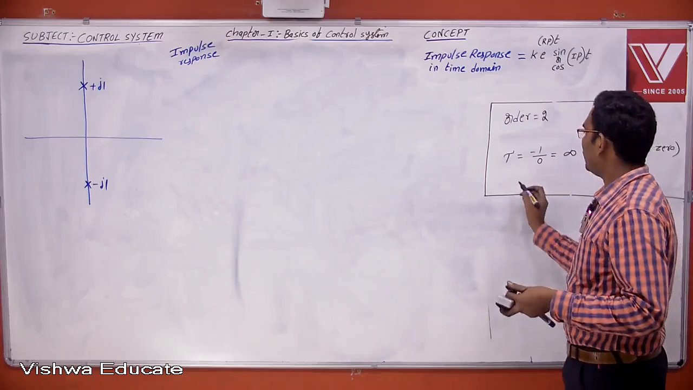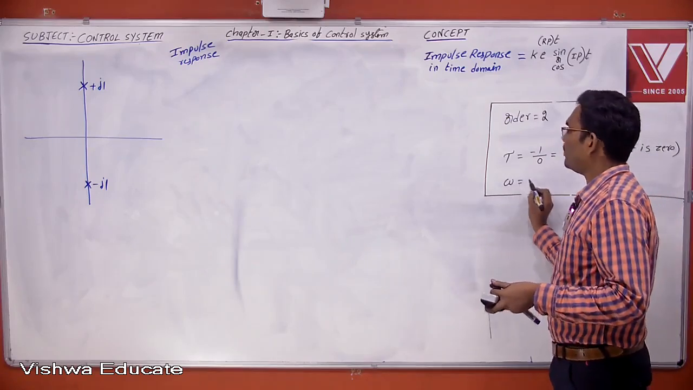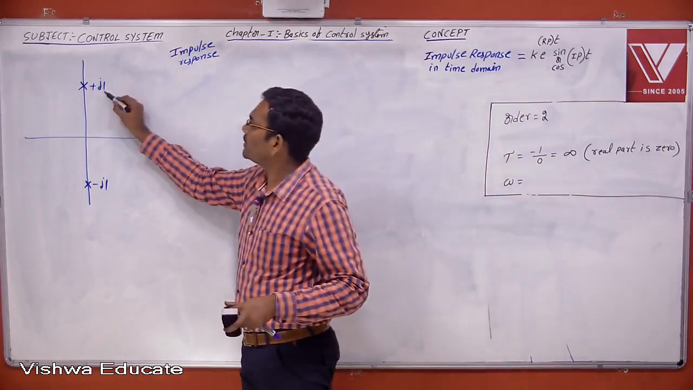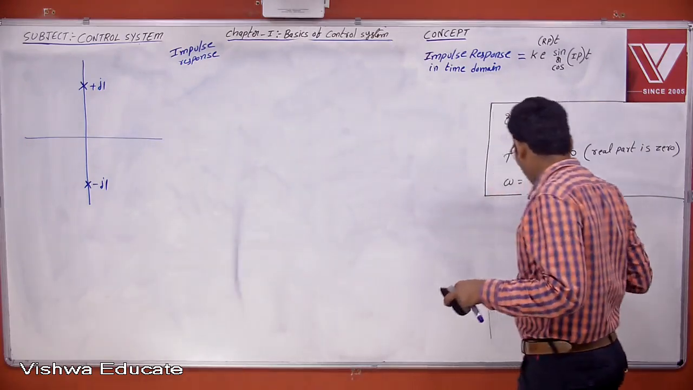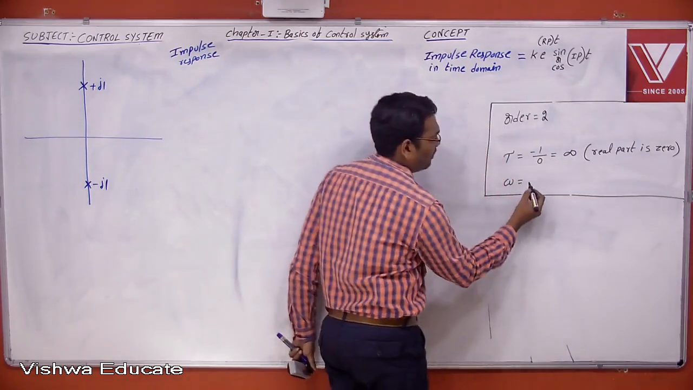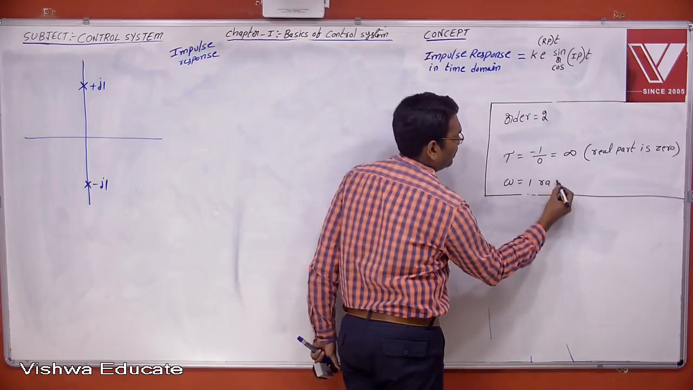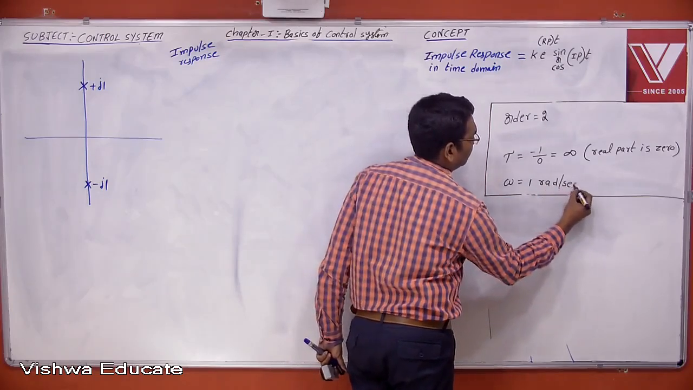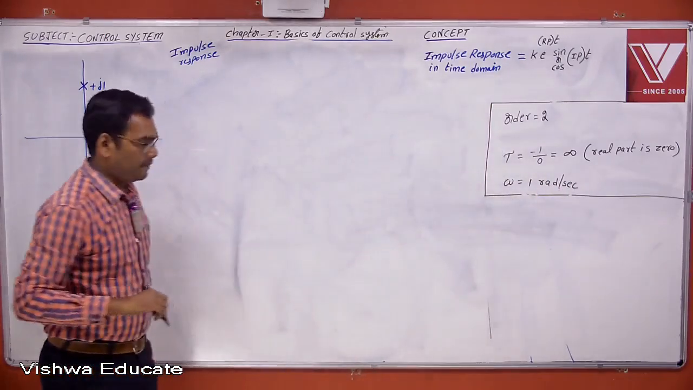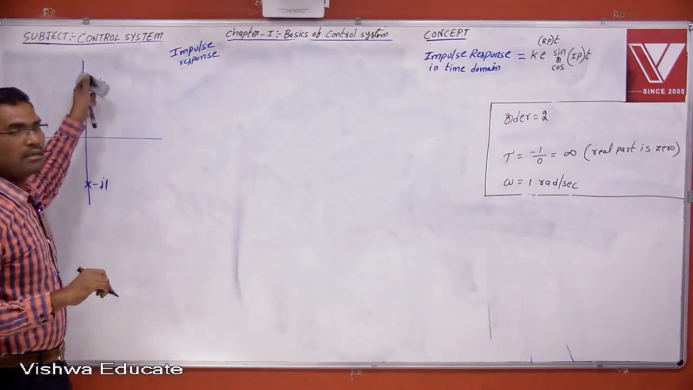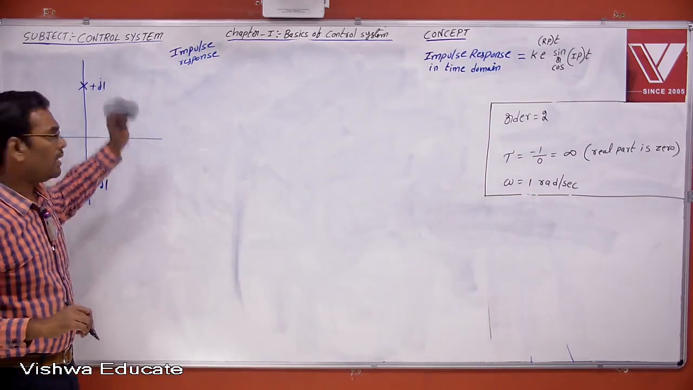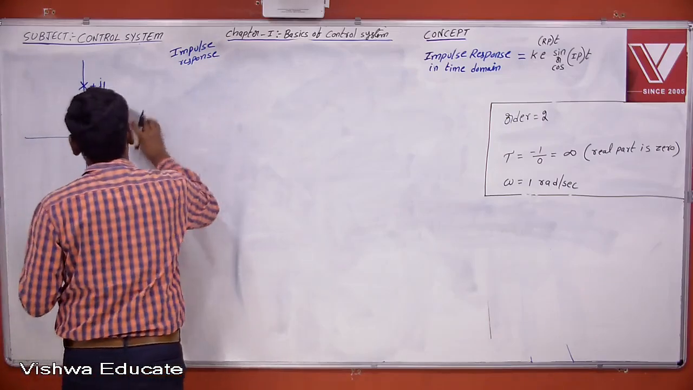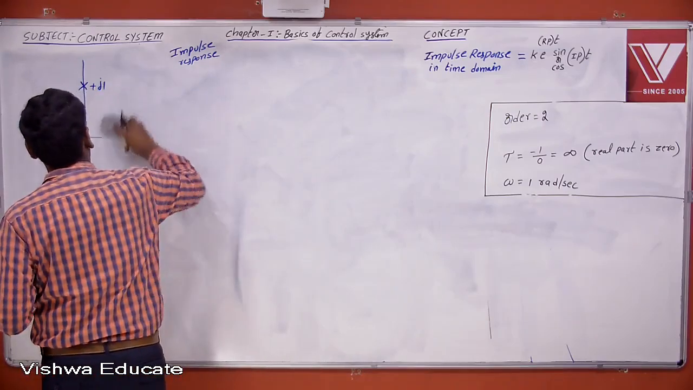Therefore, what is the frequency of oscillation? The imaginary part always gives the frequency of oscillation. Now, the imaginary part is nothing but 1. Therefore, this is 1 radian per second. This is the first time the pole is on the imaginary axis. Then what happened? We will see.